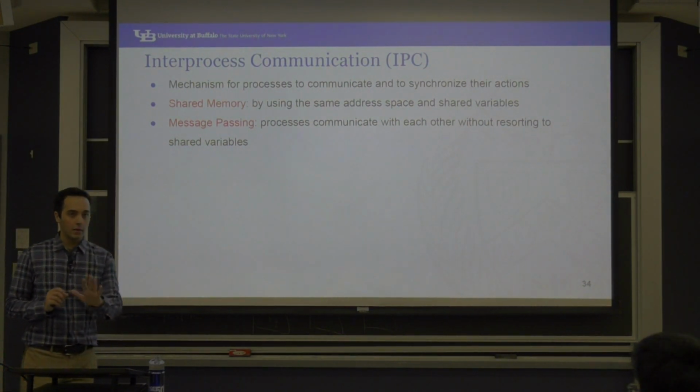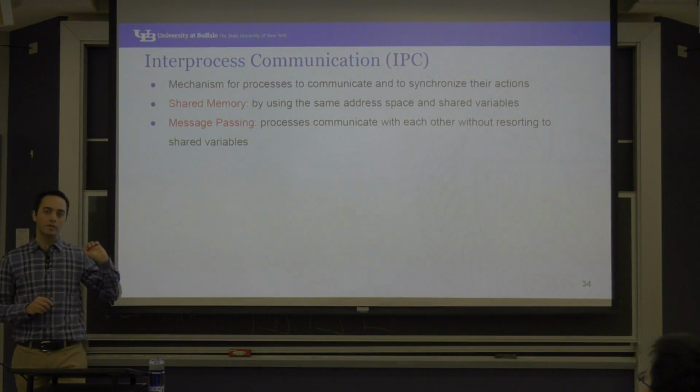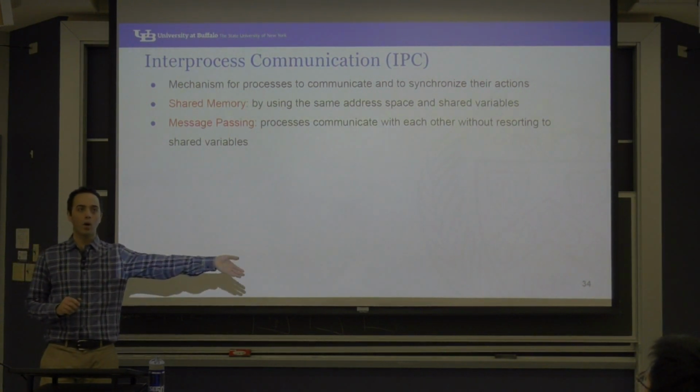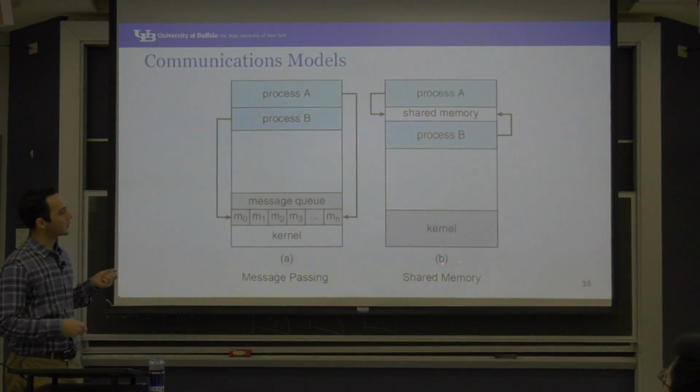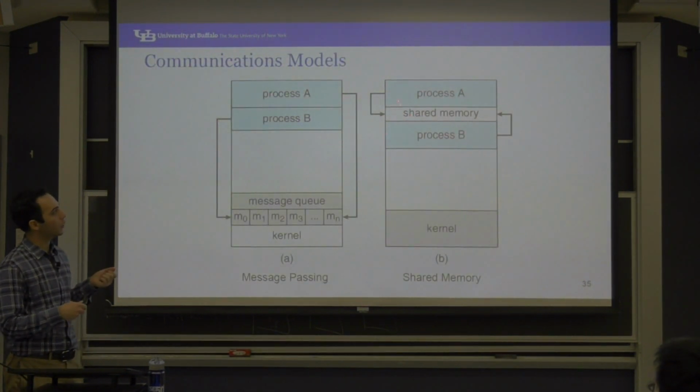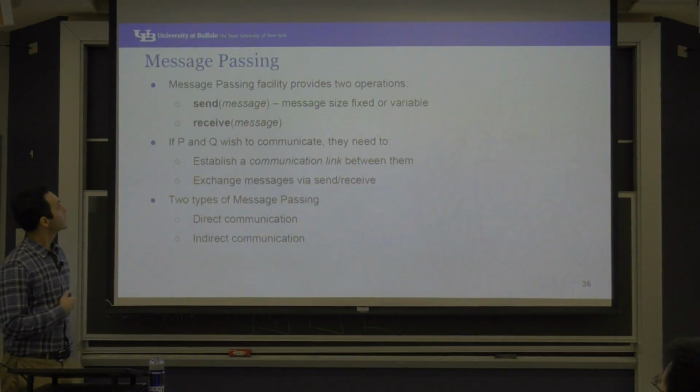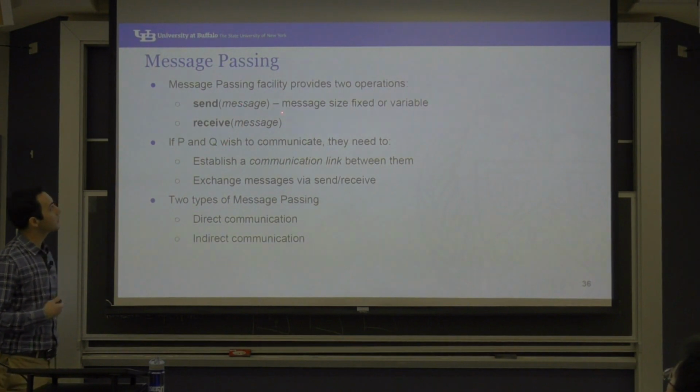And they can also do message passing. They may not have a shared memory, but they can ask the OS to send this message to the other process, or get me a message if I have one from other processes. So this is the analogy. With shared memory, they can both access it. With message passing, they ask the OS to do this for them. So the message passing facility provides 2 operations, either send or receive.